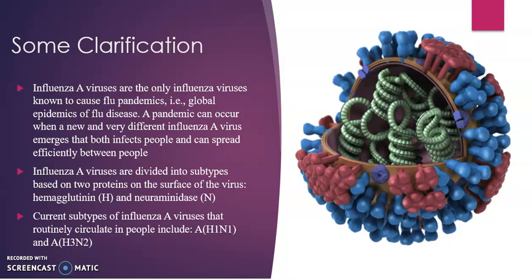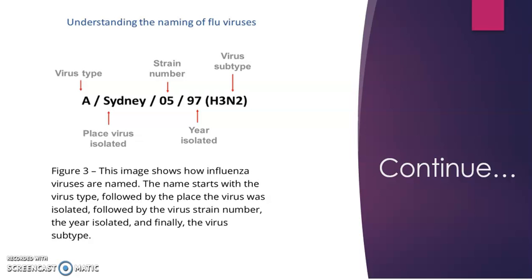Current subtypes of influenza A viruses that routinely circulate in people include A H1N1 and A H3N2. Understanding the naming of flu viruses: the name starts with the virus type, followed by the place the virus was isolated, followed by the virus strain number, the year isolated, and finally the virus subtype.